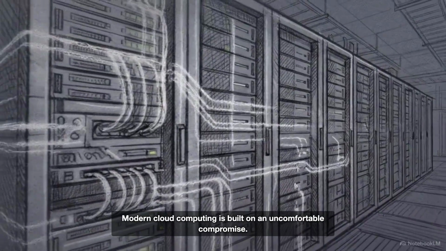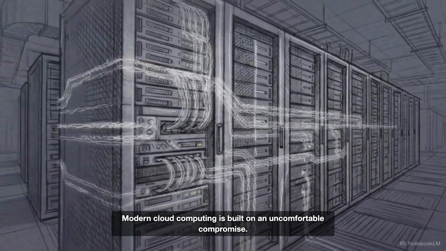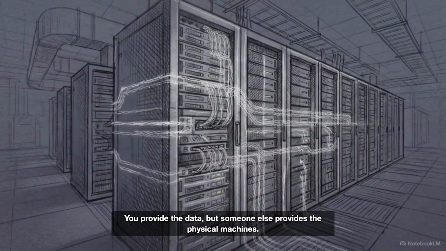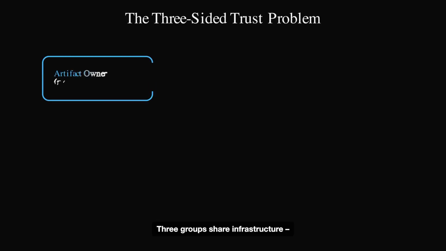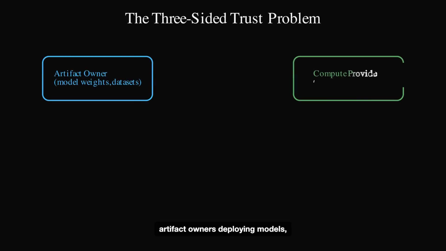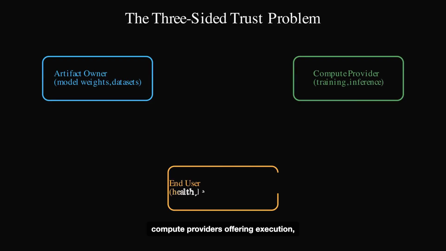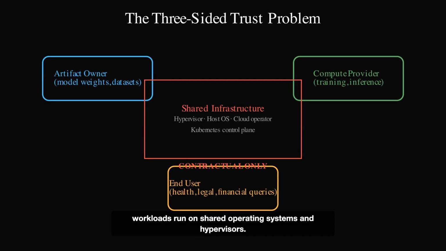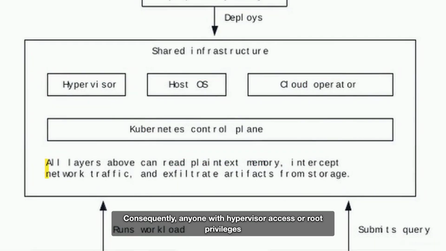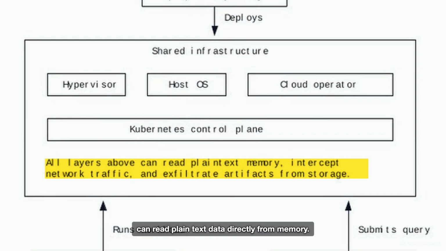Modern cloud computing is built on an uncomfortable compromise. You provide the data, but someone else provides the physical machines. Three groups share infrastructure: artifact owners deploying models, compute providers offering execution, and end users submitting queries. Beneath the control plane, workloads run on shared operating systems and hypervisors. Consequently, anyone with hypervisor access or root privileges can read plain text data directly from memory.